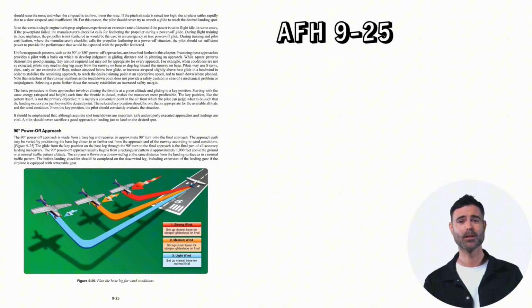Pilots may use S-turns, slips, early or late extension of flaps, reduce airspeed below best glide, or increase airspeed slightly above best glide in a headwind in order to stabilize the remaining approach, to reach the desired aiming point at an appropriate speed, and to touch down where planned. Note that selection of the runway numbers as the touchdown point does not provide a safety cushion in case of a mechanical problem or misjudgment. Selecting a point farther down the runway establishes an increased safety margin.